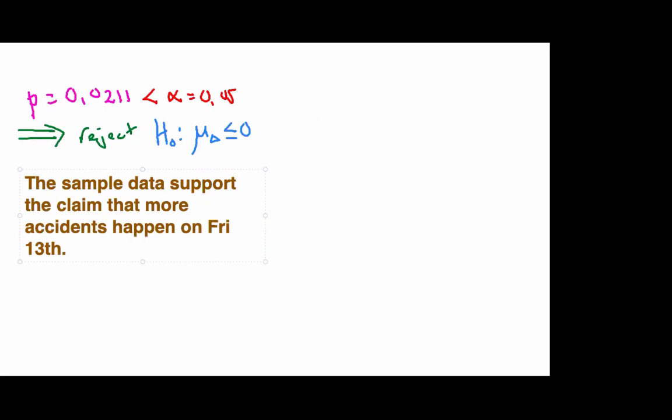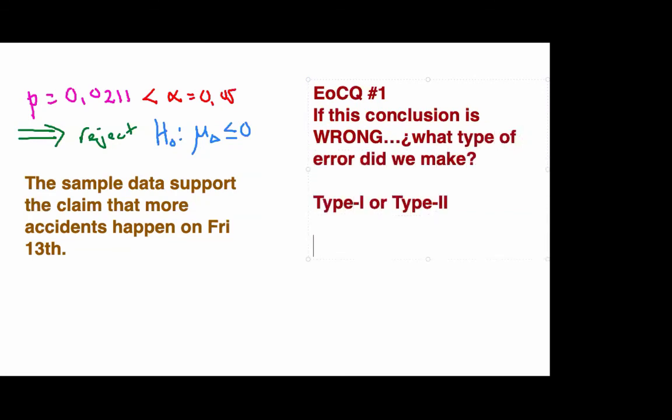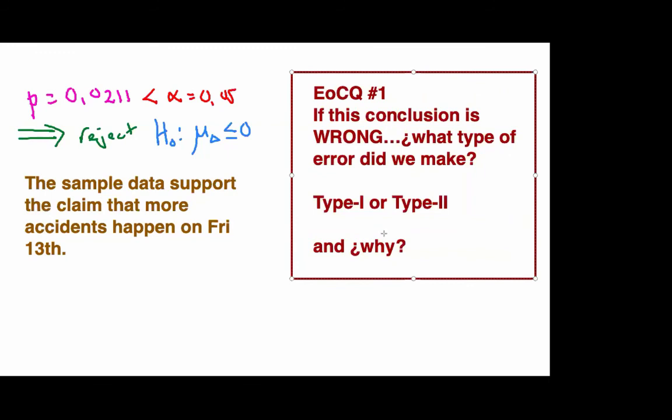Okay, so here's my question for you. Here's end of class question number 1. If this conclusion is wrong, in other words, if this result over here is wrong, what type of error did we make? A type 1 or type 2 error, and why? Why is it a type 1 or type 2 error? All right, so that's end of class question number 1. And it'll take a little bit of writing to do.